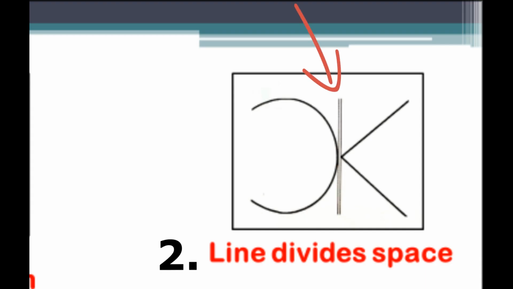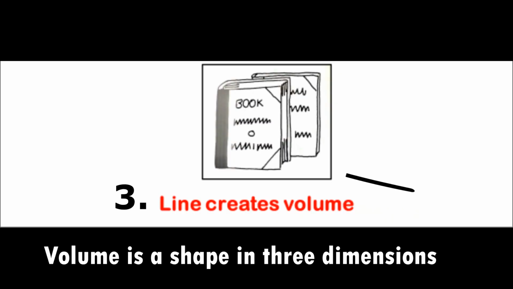Number 2, line divides space. So when you draw a picture, you should divide the space equally. Number 3, line creates volume. So when we say volume in art, it's emphasizing the depth or the thickness of an object.